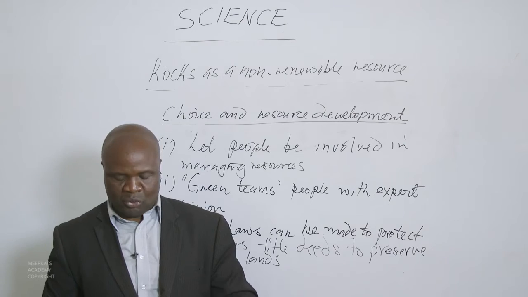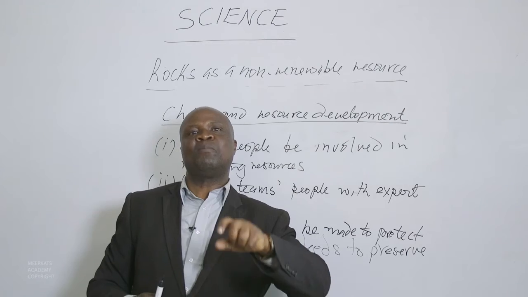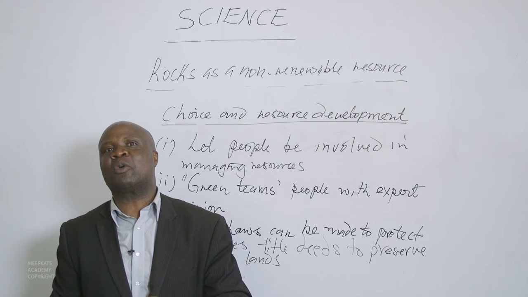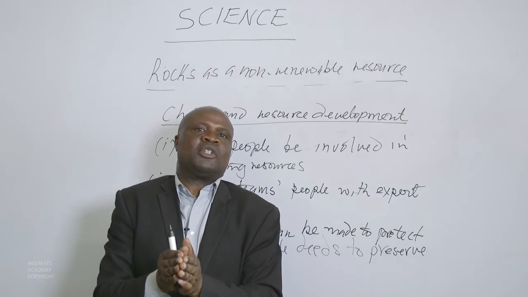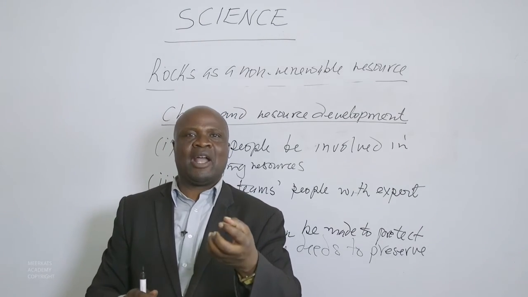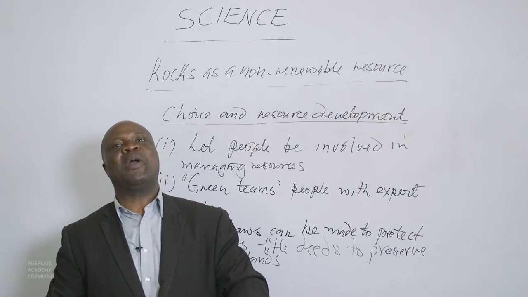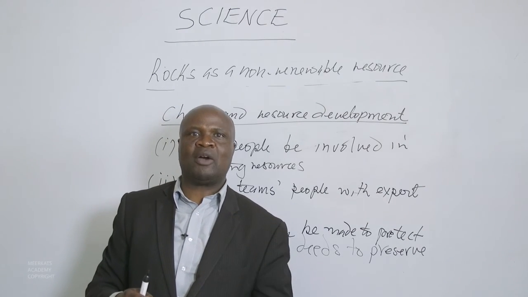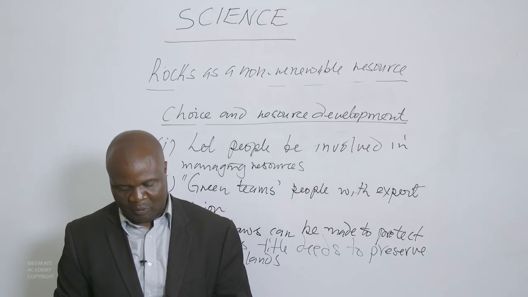Then question number 2: describe the process of fracking. We had said the process of fracking is whereby water and chemicals are pumped into rocks. When they are pumped into rocks, they cause these rocks to fracture or to break. And when they break, they are able to extract the minerals they want from these rocks. That process is called fracking, where water and chemicals are pumped into rocks to make them break down so that they release the minerals they want.